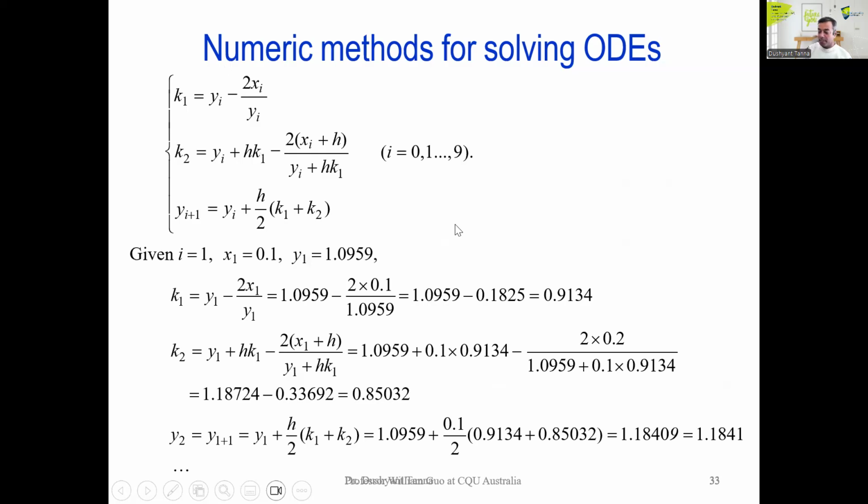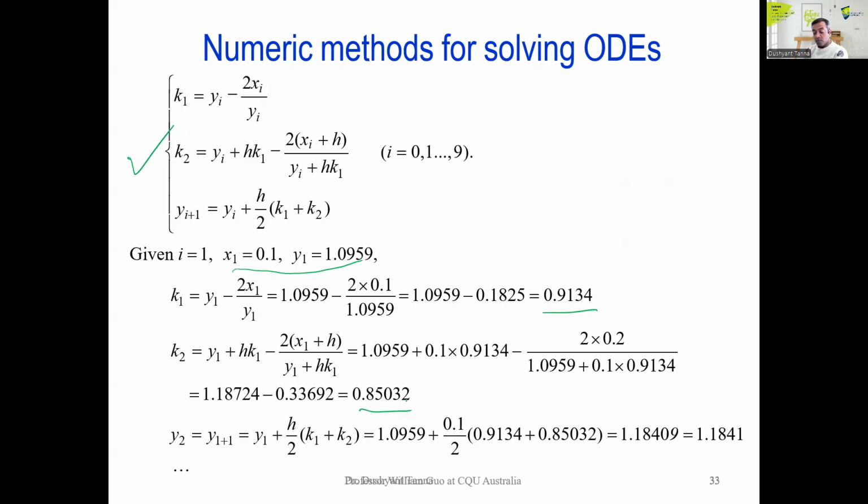This is common, this keeps on carrying. Write it a few more times so you are very familiar and comfortable with it, right? Your K1 will now be changed. We still call it K1, K2, but for the next iteration we don't call it K3, K4. K1 is y1 minus 2x1 over y1. Plug in the value that you have obtained, and that's why we write it here, so you don't have to go back and refer to it. Y1 is 1.0959, and x1 is 0.1 there, and that simplifies your K1 for the next iteration.